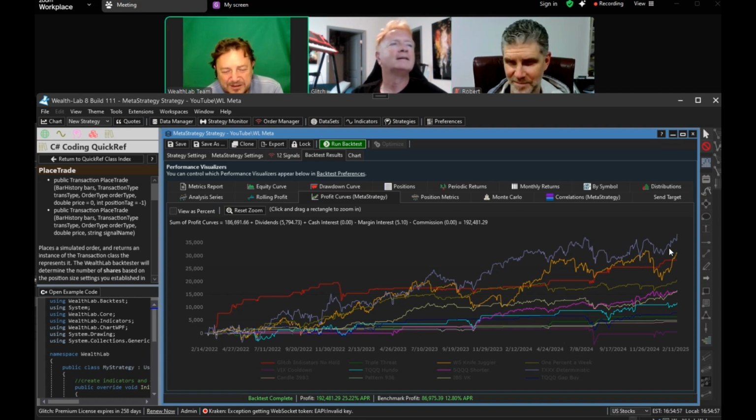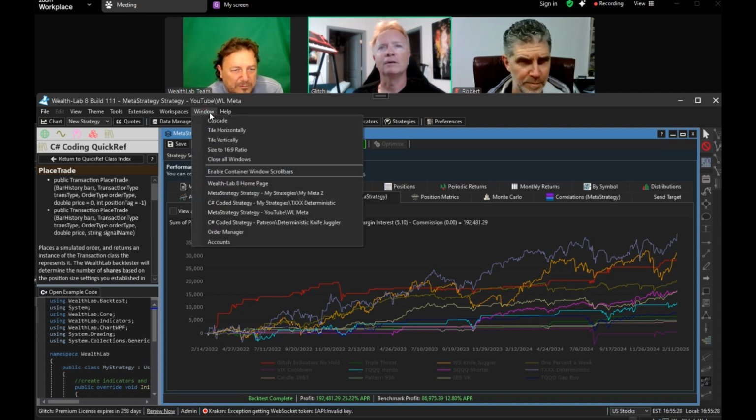Yeah. These lines show exactly why this meta strategy is so powerful. You see when your knife juggler goes up and down, the glitch indicator system was going up as well, but some others were going down, so they complement each other. So that's good. So what do you want to say about this TXXX? And maybe we'll run it in its own window here.